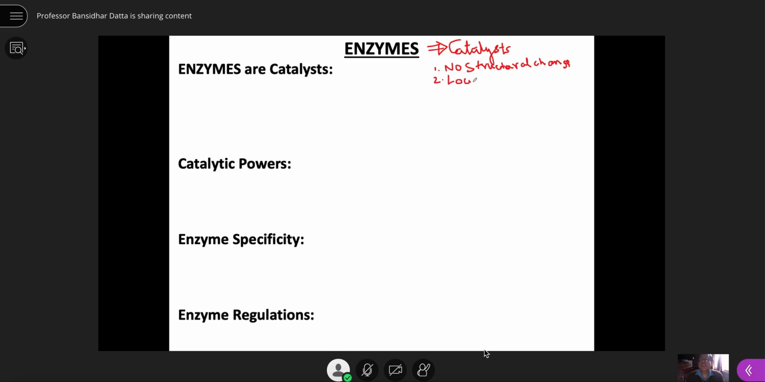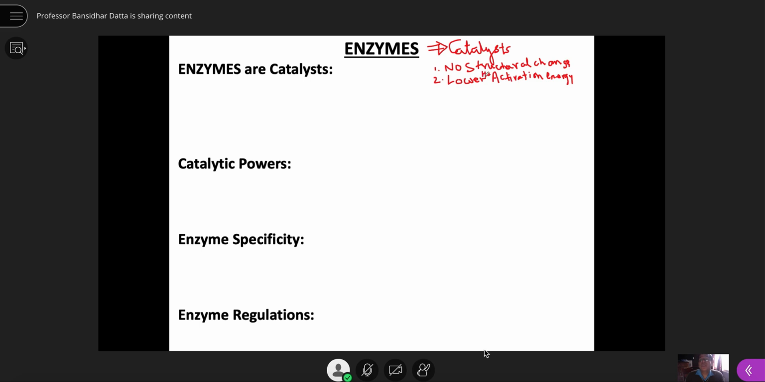Any chemical reaction needs some energy input. We call it activation energy. So catalysts basically lower the activation energy. Activation energy is the energy required to start the reaction. Let me write it down first. Lower the activation energy. Please write down. These are properties of the catalyst, and enzymes are catalysts.